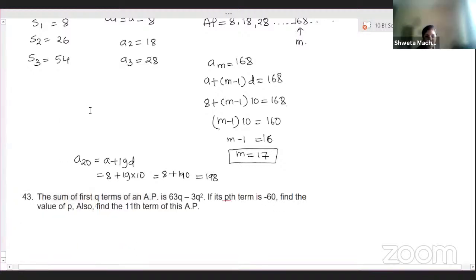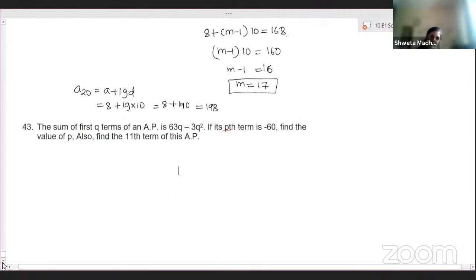The 43rd question is exactly the same as the 42nd. The only difference is that instead of n, whatever question is given till now, find the sum of n terms of an AP. Now here, instead of n, they have used q. So the sum of q terms of an AP is 63q minus 3q square, and another term of the same AP is minus 60. Find the value of p. The meaning remains the same, only the variables they have changed.